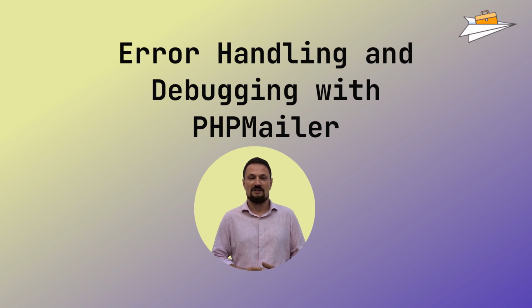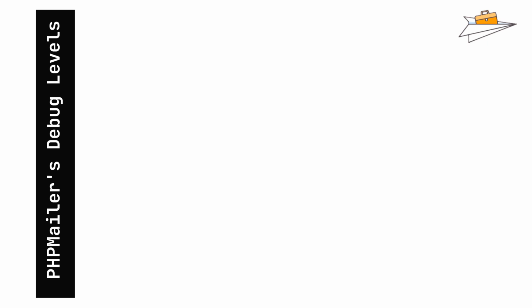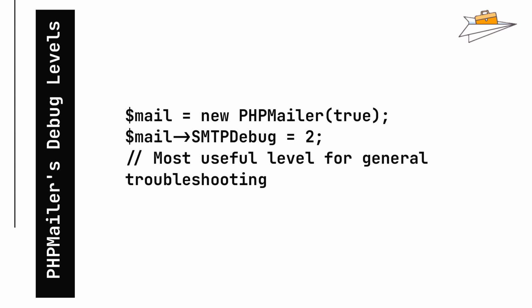But the good news is, if you're using PHPMailer, you've got powerful tools built in to help figure out what's going wrong. Let's take a look at how PHPMailer handles debugging and how you can use it to fix common issues quickly. PHPMailer's debugging system reveals the underlying SMTP conversation, giving you full visibility into what happens during the email sending process. You can enable debugging by setting the SMTP debug property to one of several levels.